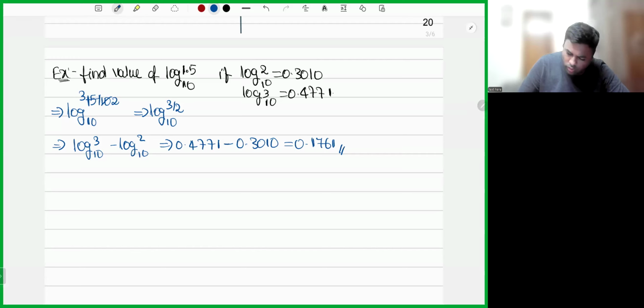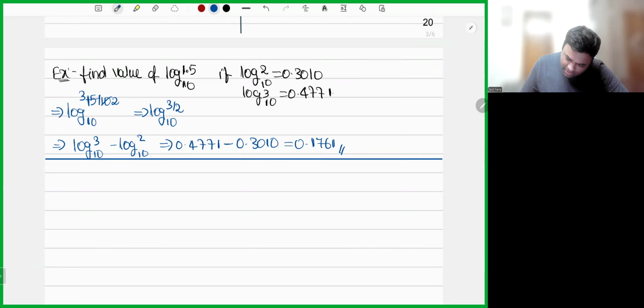I'll tell you later on how to do it in calculator. But first, let us learn the concepts. Once concepts are done, then we can see how to do log 1.5 to the base 10 in calculator. Okay.